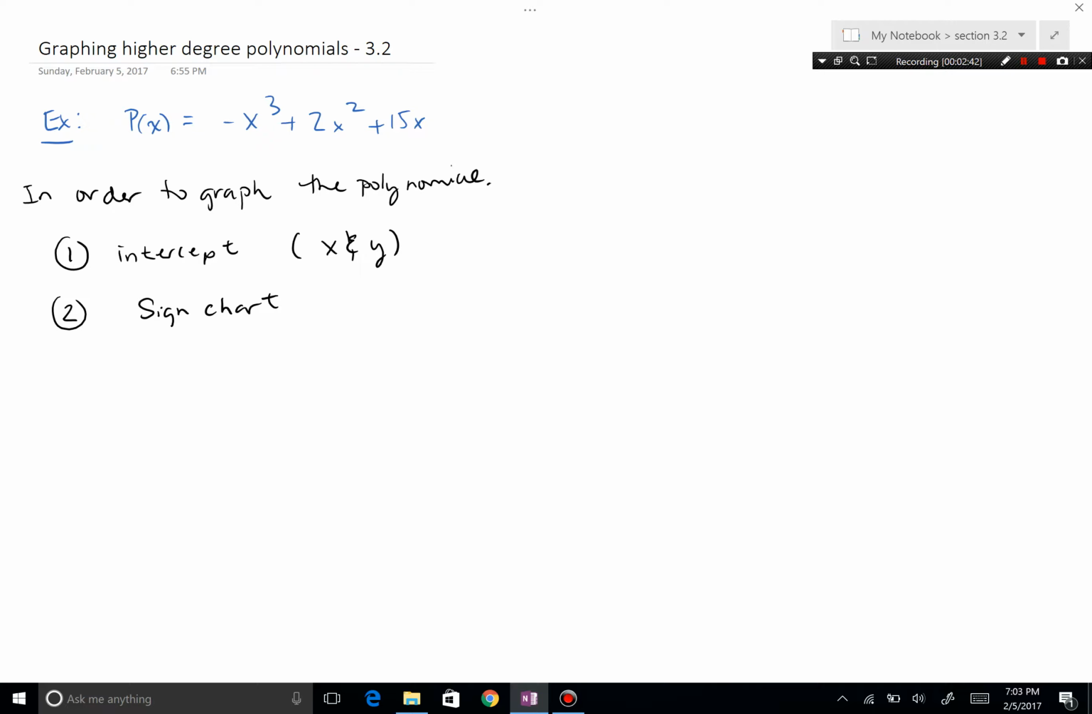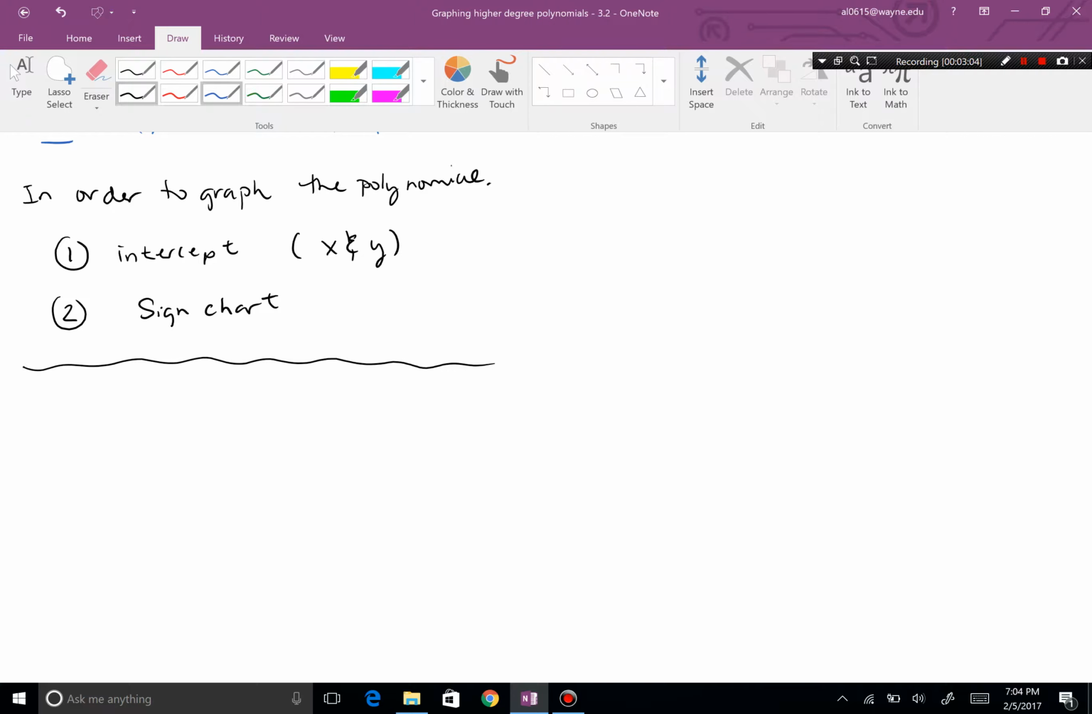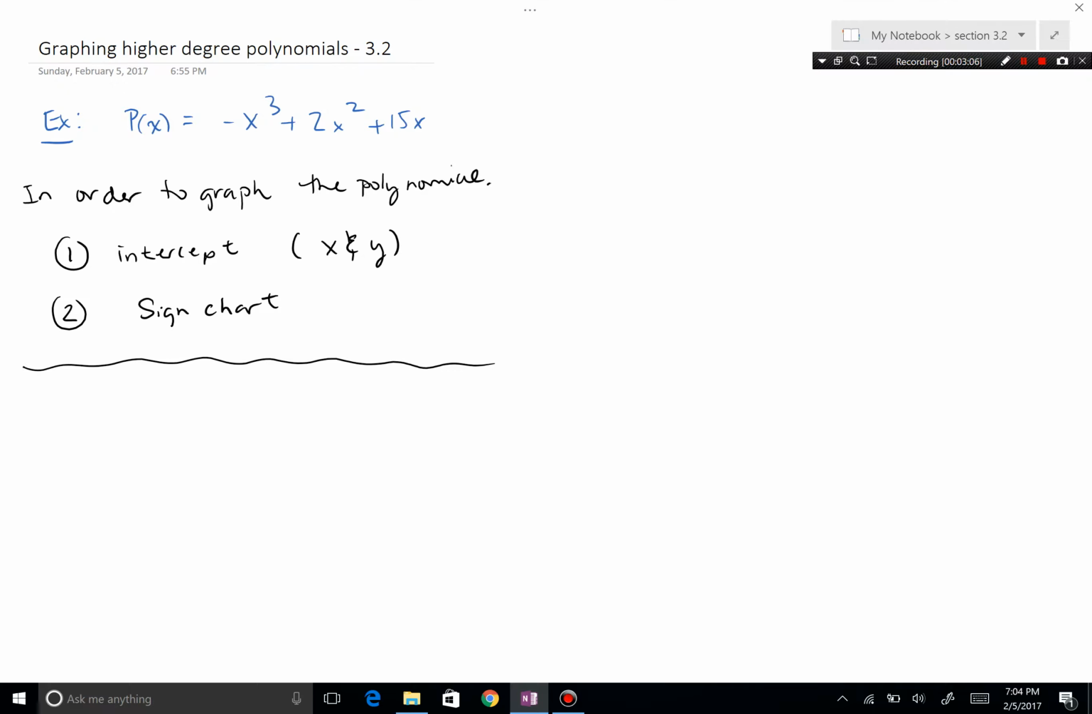First things first, we need to figure out what the x and y intercepts are. One thing you'll always find very helpful is to factor this as much as possible. But let's pretend that we didn't do that. It's not going to change anything, it's just going to make the computations a little harder. So number one, let's find our intercepts.